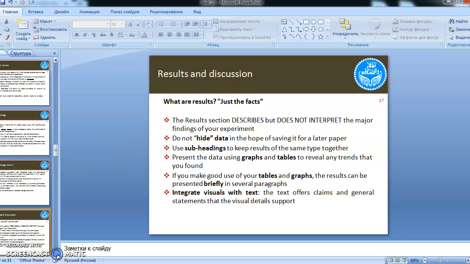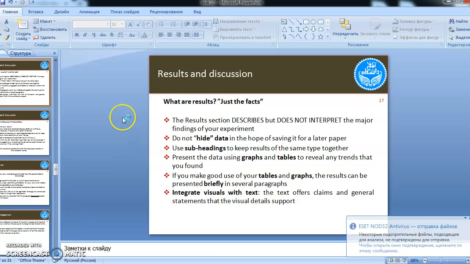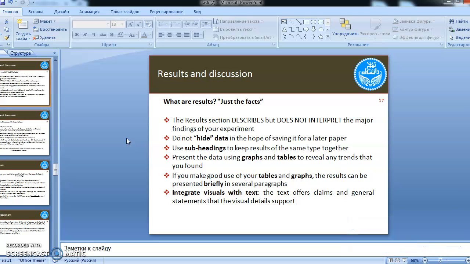And results and discussions you should give in your research paper. The results section describes, but does not interpret, the major findings of your experiment. Do not hide data in the hope of saving it for a later paper. Use subheadings to keep results of the same type together. Present the data using graphs and tables to reveal any trends that you found.